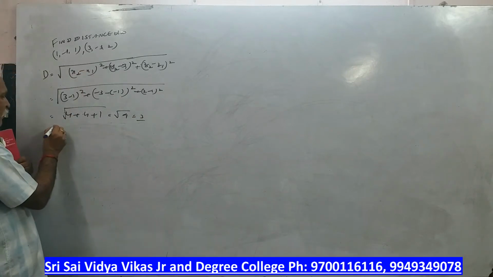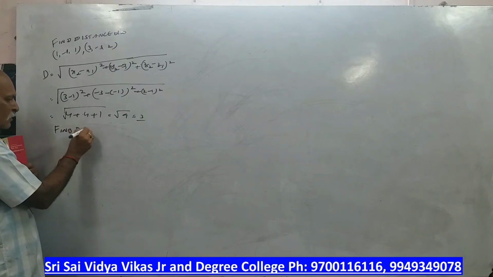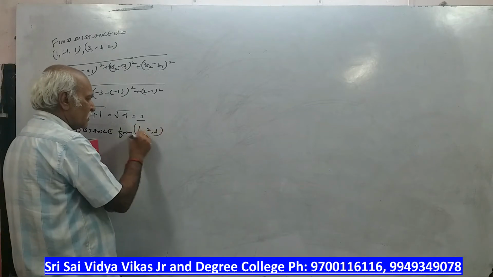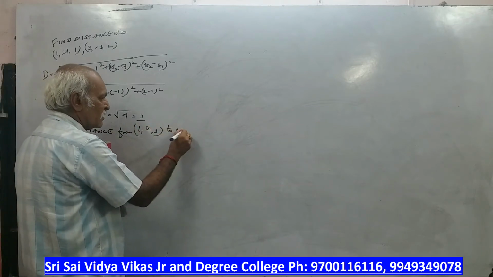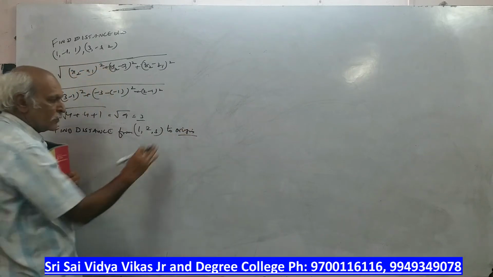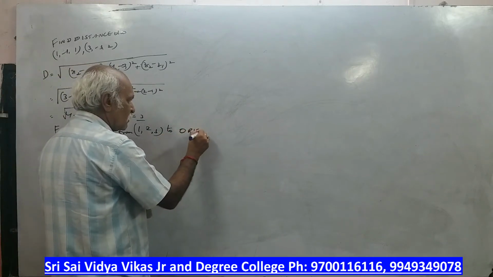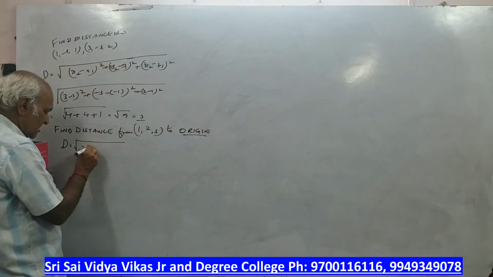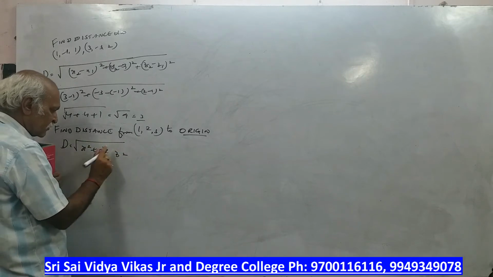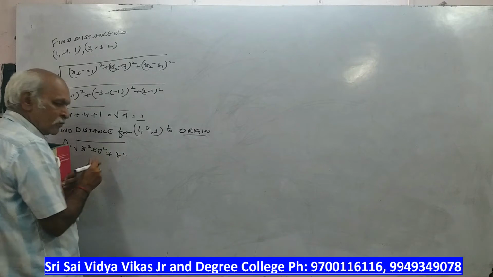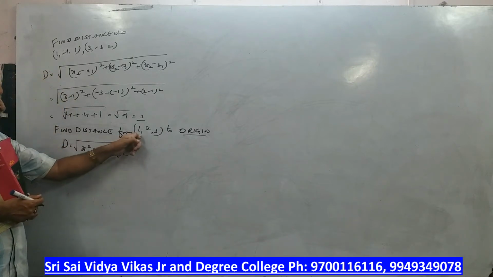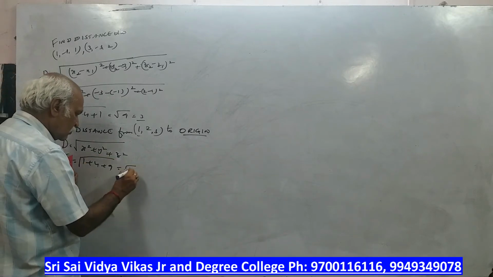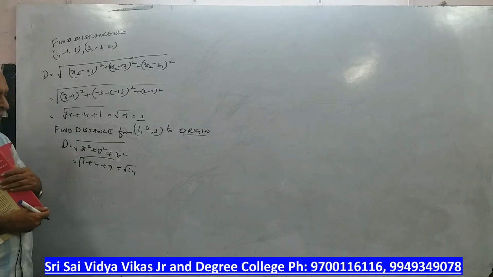Okay, find the distance from 1 comma 2 comma 3 to the origin. Okay, it is asked to find from origin. So once he says origin, the distance formula is direct, sir. x square plus y square plus z square. So directly we have to square this. So what will happen? 1 plus 4 plus 9. How much will it be? Root 14. Because it is the origin. Okay, next.